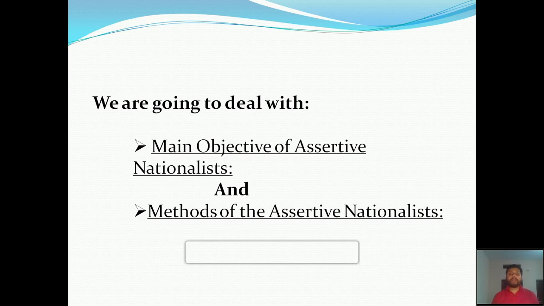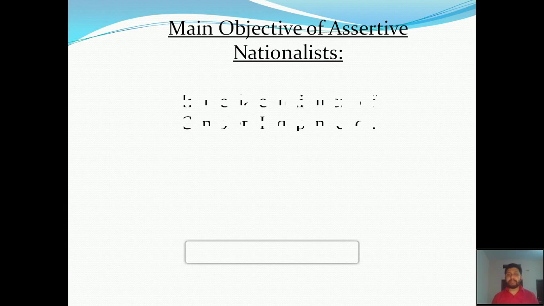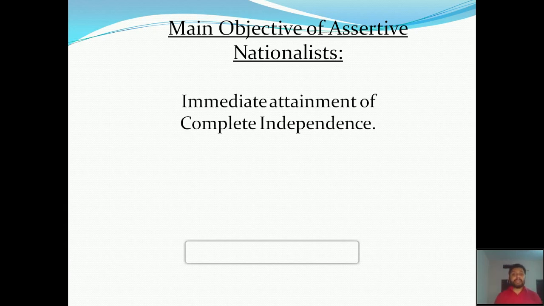When you have read this point, you may have got an idea about the main objective, which means they had only one particular intention. They had only one demand. What was that? Immediate attainment of complete independence. This was the one and only, the ultimate aim of the assertive nationalists, because they did not have a number of objectives, but only one objective. That means immediate attainment of complete independence.